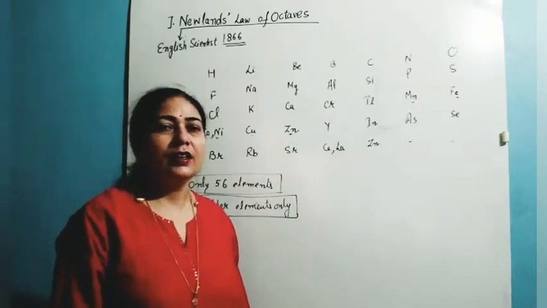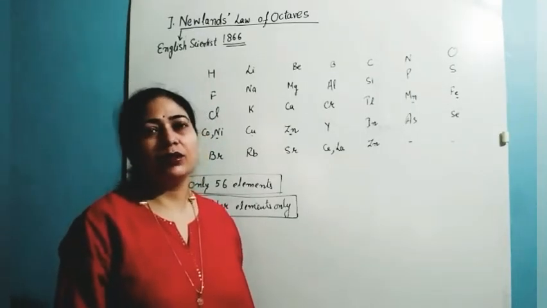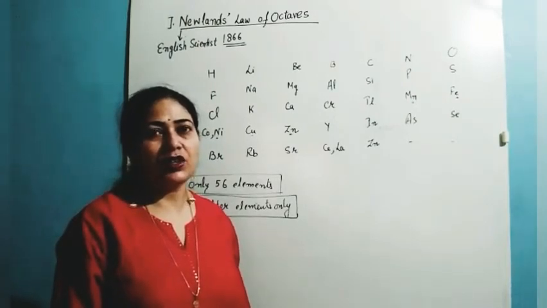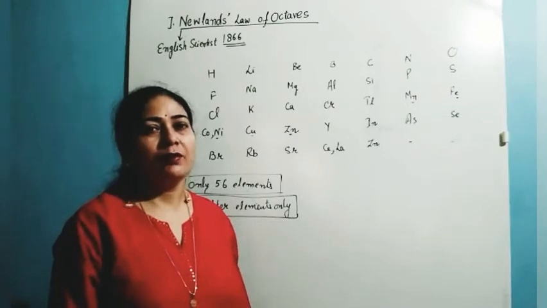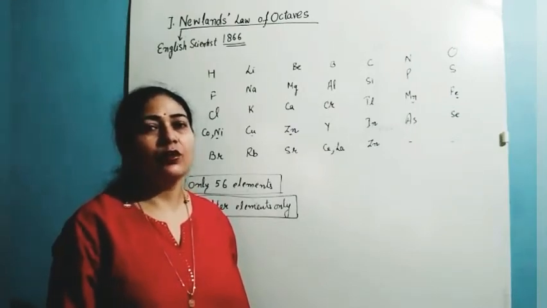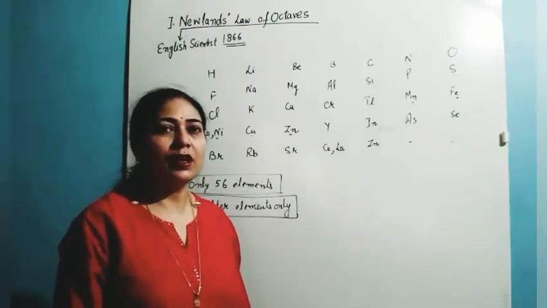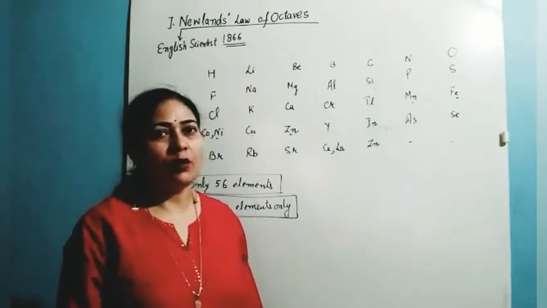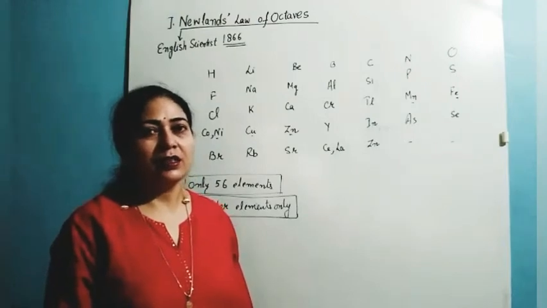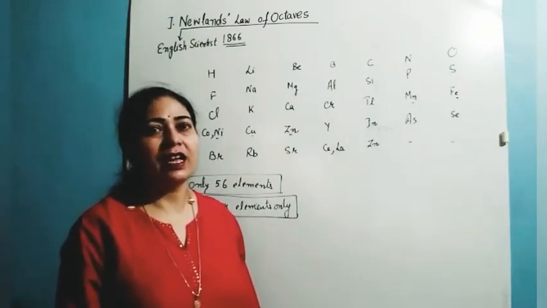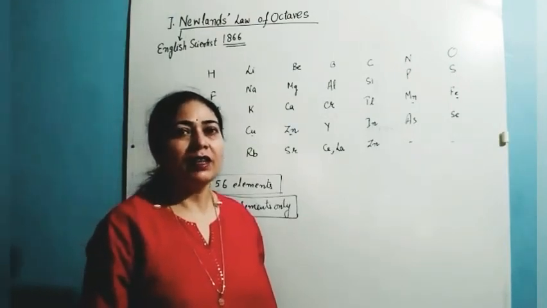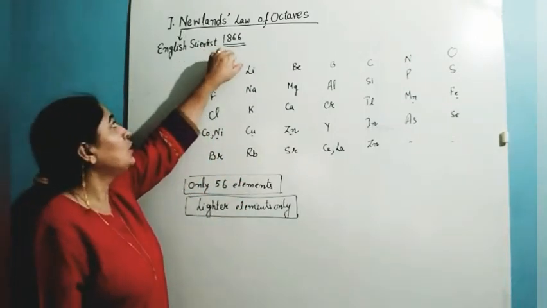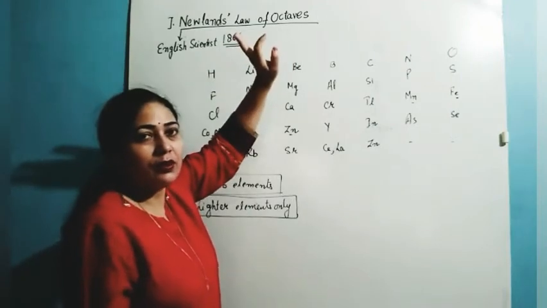Students, in the last topic, we discussed the Dobereiner system of classification. According to his classification, he paved the way for arranging the then known elements on the basis of their chemical properties as well as on the basis of their atomic masses. This led to further systems of classification. Among them, the next system of classification is Newlands' law of octaves.